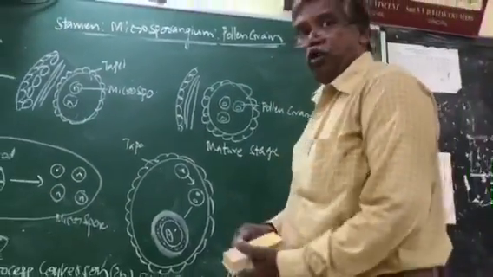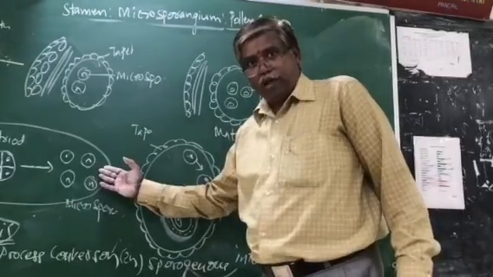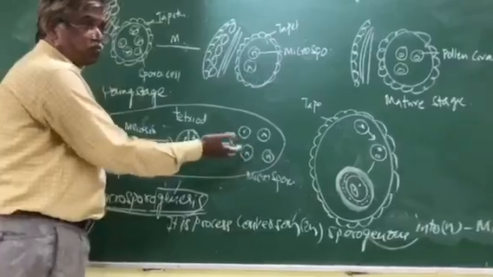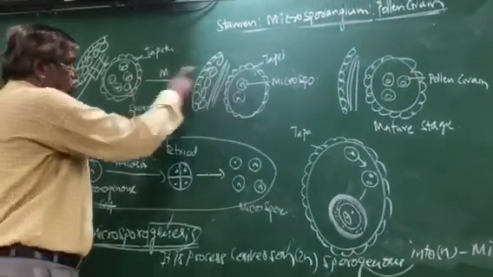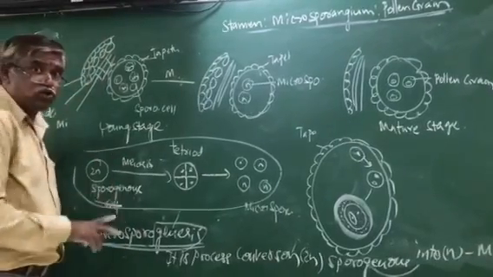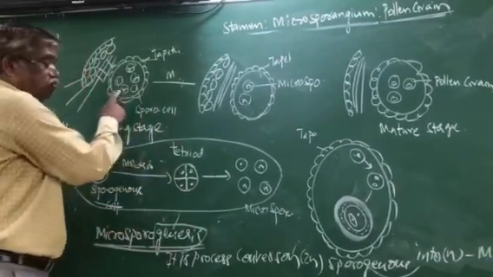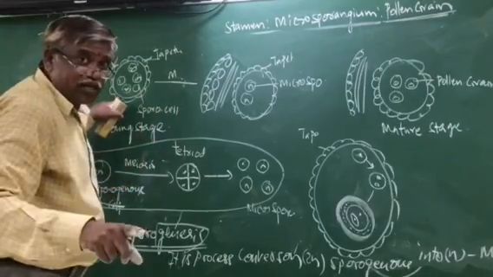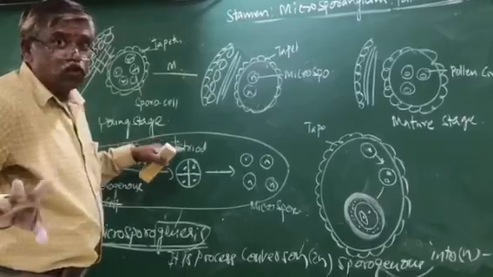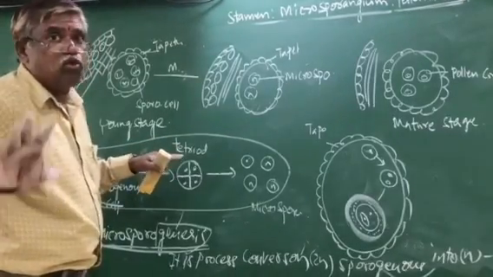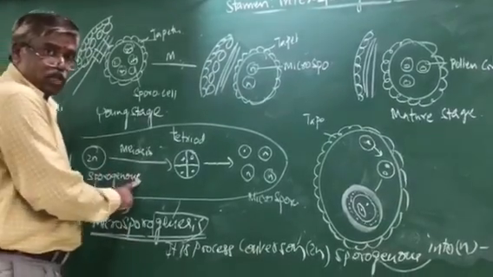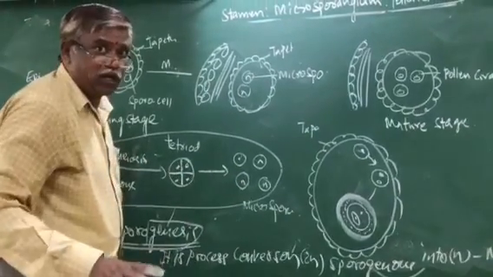Now we are up to microspores. All microspores are present in the microsporangium and theca. How many microspores are formed from a single diploid sporogenous cell? 4. If 50 sporogenous cells are there in the theca, how many microspores are formed? 50 into 4, 200. Because here meiosis has occurred. Hence, one sporogenous cell finally becomes 4 microspores.